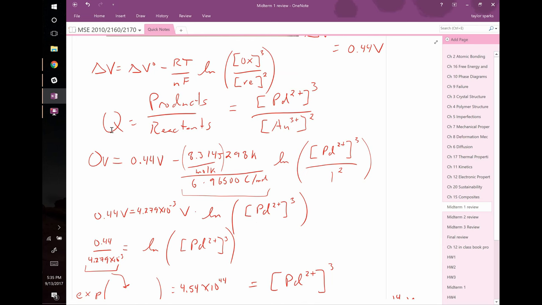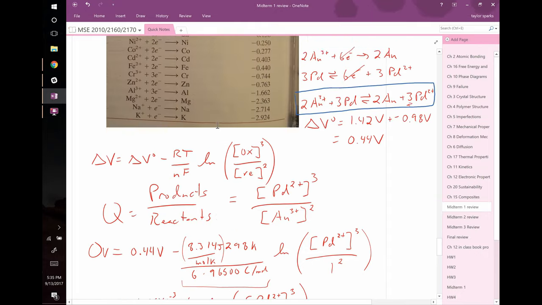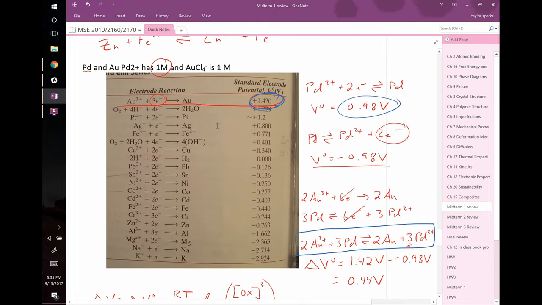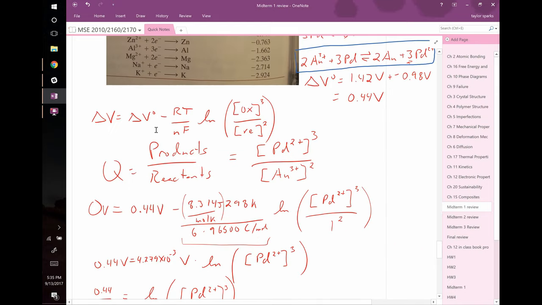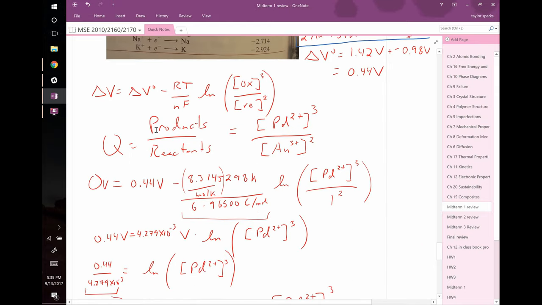Yeah, question? In the natural log, in the first one, it says ox over red, oxidation over reduction. So ox is the oxidized species, whatever the ion is that's being oxidized as opposed to the one that's being reduced. But isn't gold being oxidized? Gold is being reduced. It's going from gold 3+ to gold metal. That's a reduction. Yeah. I was looking at it. Oh, no, you're fine. Any questions?